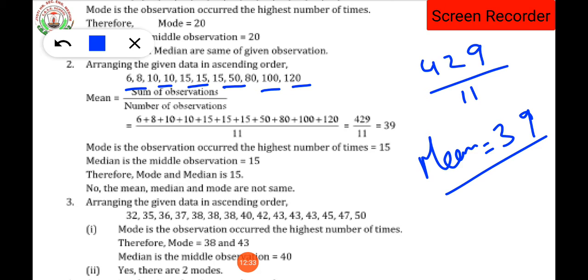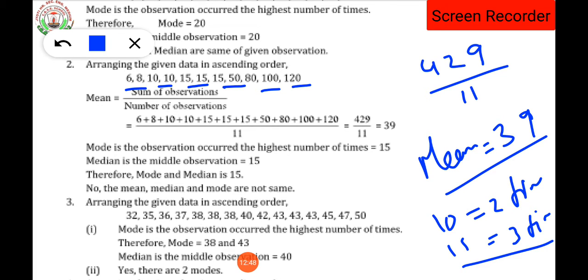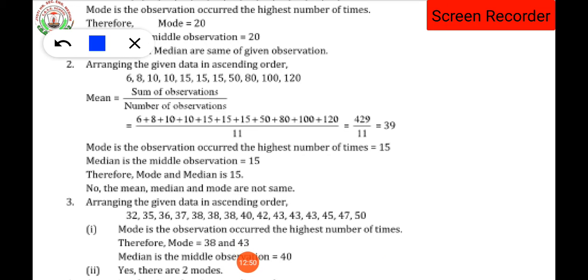Now what is the mode? It is the highest repetition, as I told you. So look at the numbers here: 10 is repeated how many times? 2 times, isn't it? And 15 is repeated how many times? 3 times. So among these, which has the highest occurrence? 15. So what is the mode we have over here? The mean we have is 39, the mode we have is 15. Clear? Now comes the median.